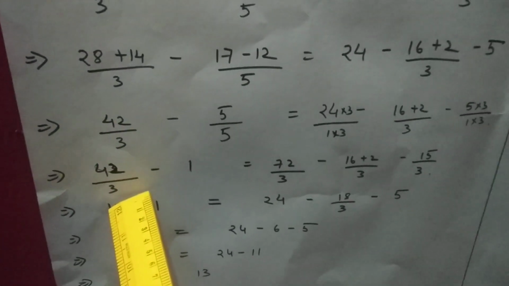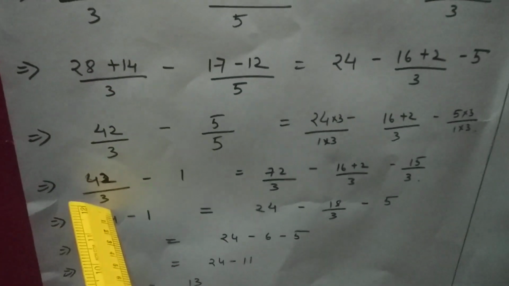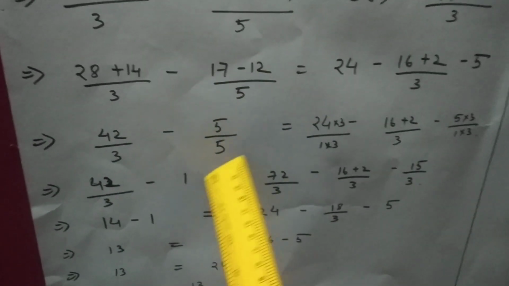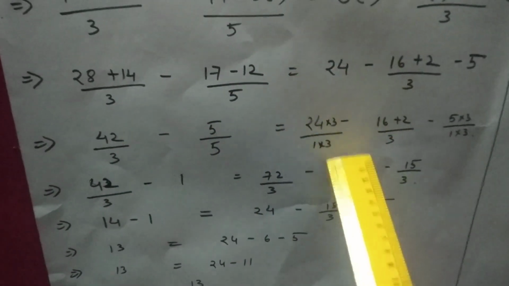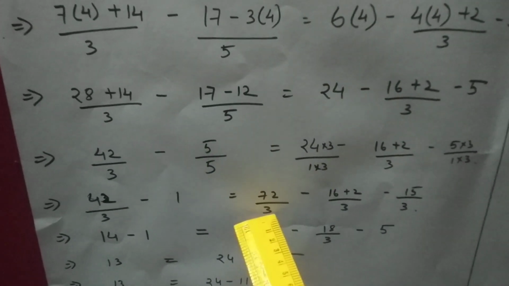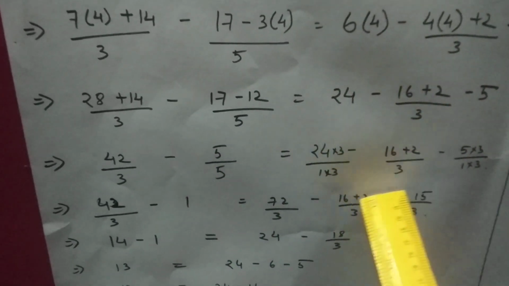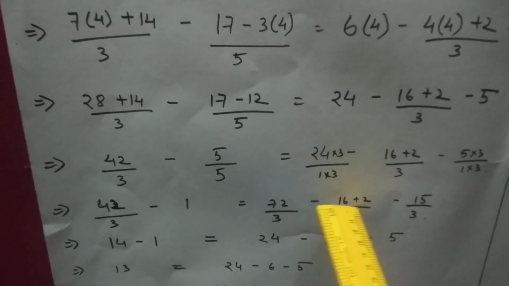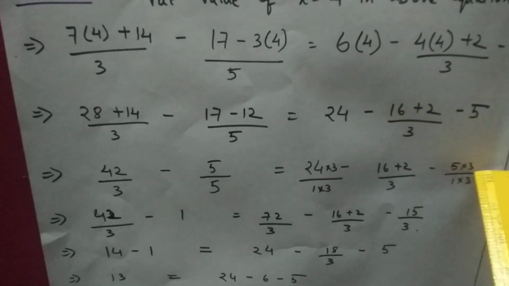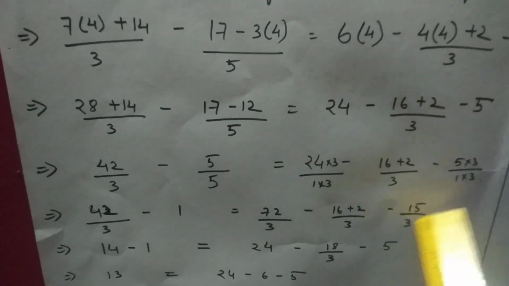Now next what we will see, 42/3 we will jot down right as it is. 5 divided by 5, that is 1. Now 24 into 3 is 72. 1 into 3 is 3. Minus 16 plus 2 is 18. Here we will add 16 with 2. We will get 18 here. 5 into 3 is 15. 1 into 3 is 3.